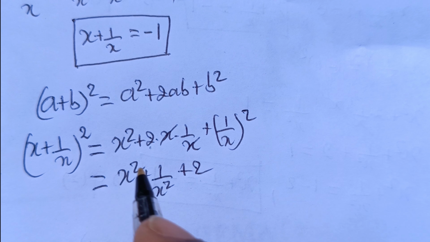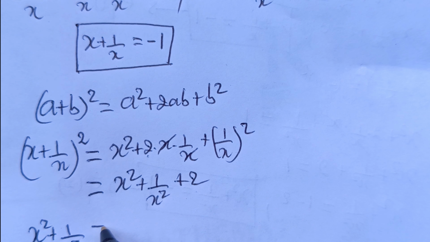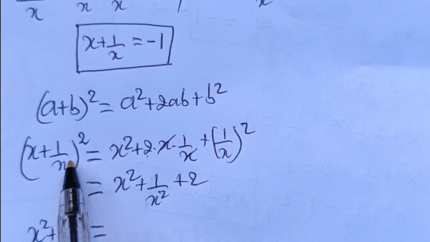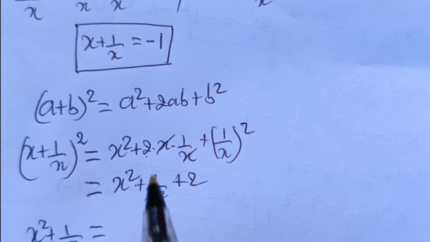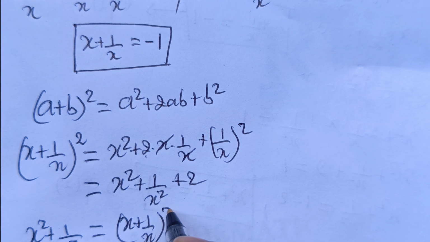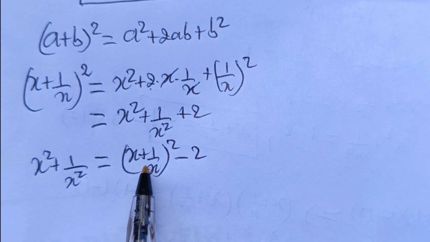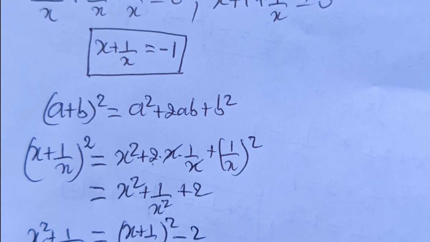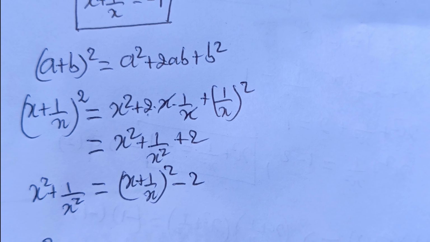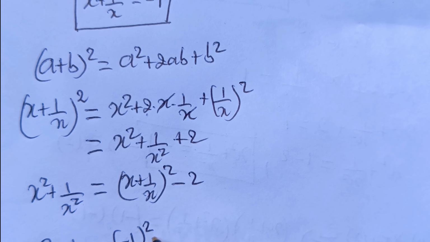Now, this is clear that x squared plus 1 over x to the power 2 is equal, taking these 2 here, it will be x plus 1 over x squared minus 2. Now, we know the value of x plus its reciprocal. It was minus 1. So x squared plus 1 over x squared is minus 1 squared minus 2.